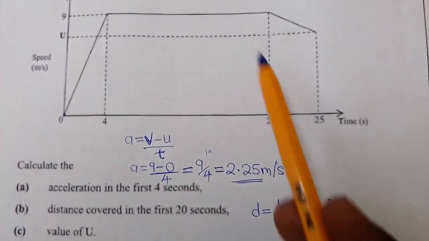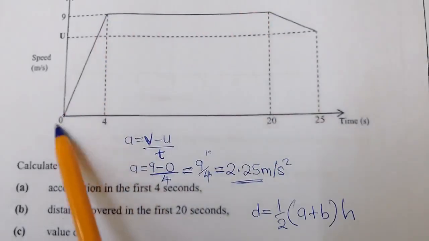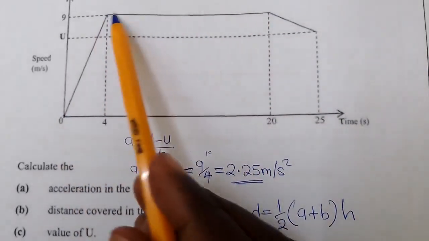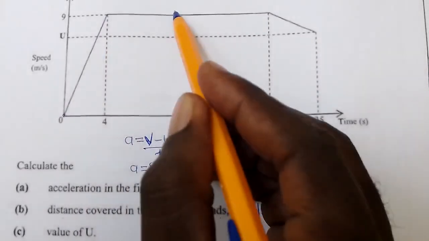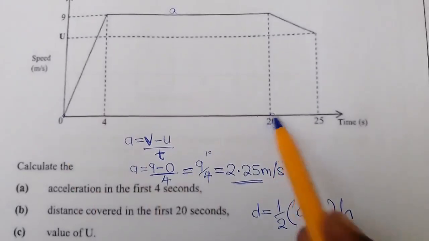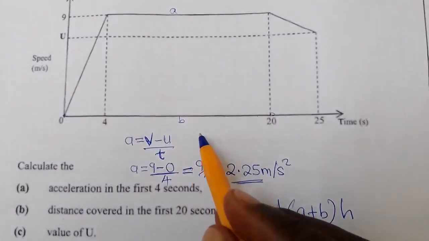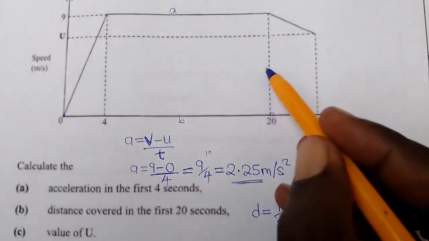So we've got a side from here to there. These sides are parallel, and this one, the short one, is A. So this is your A. Then this one here, from here to there, this is the B. Then this one here is the height.